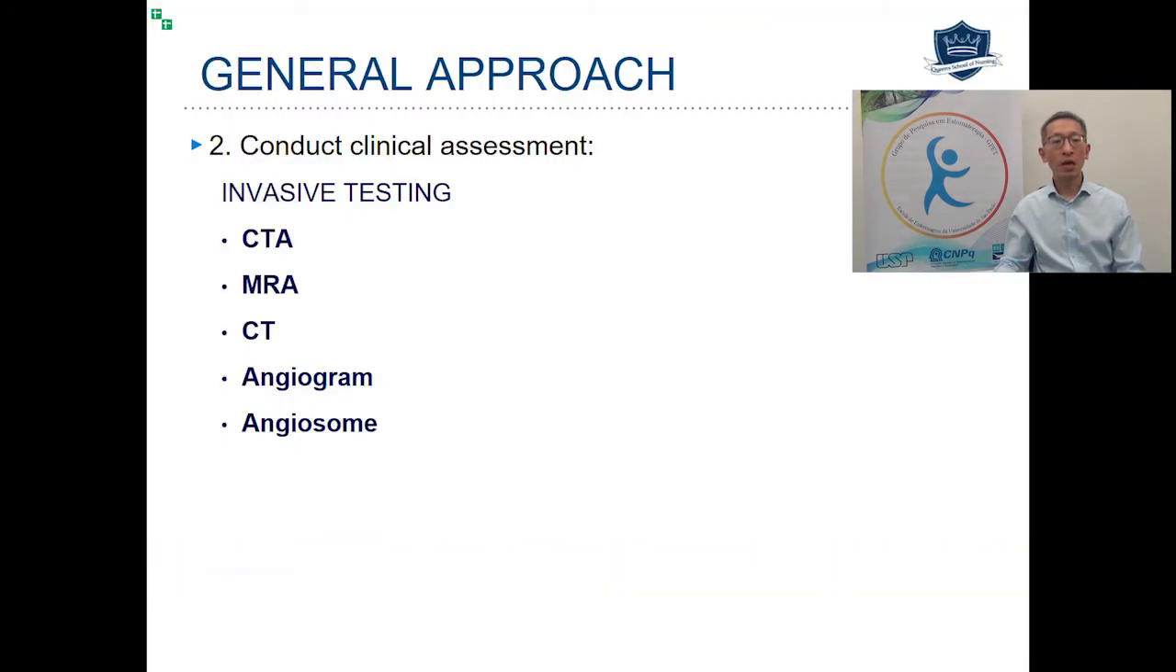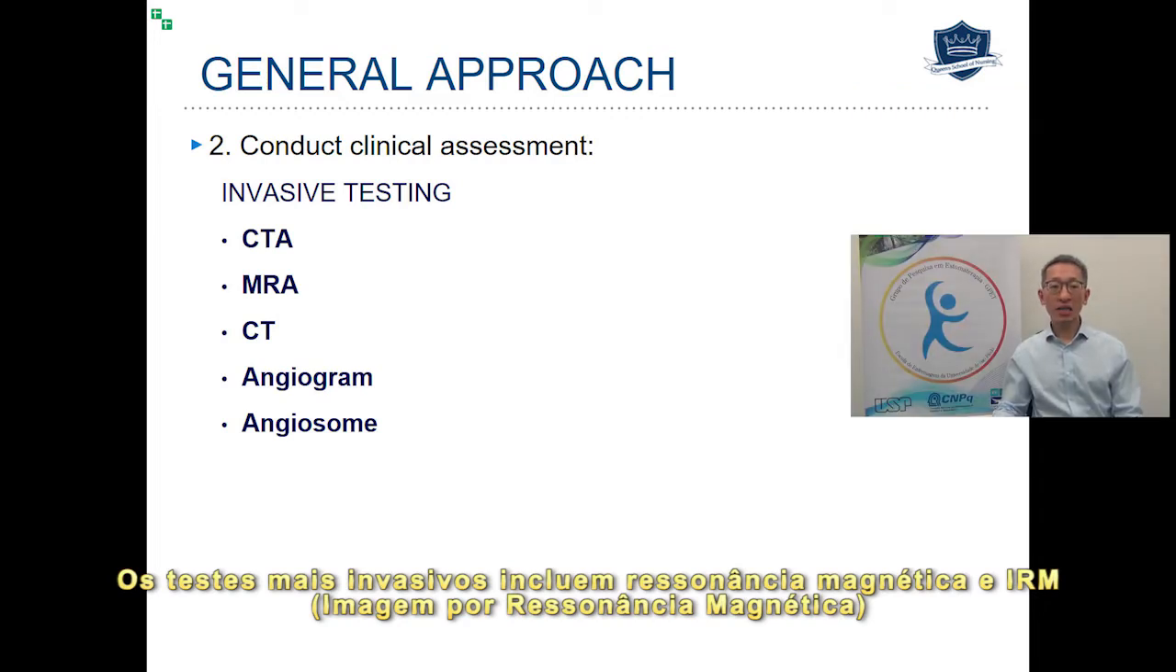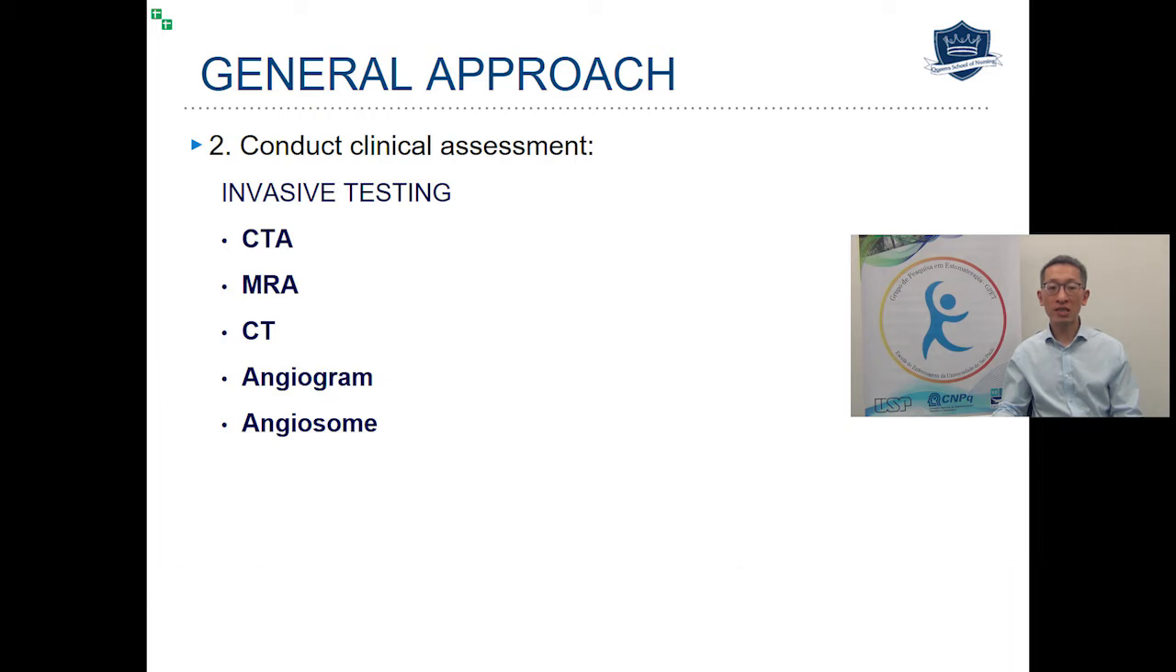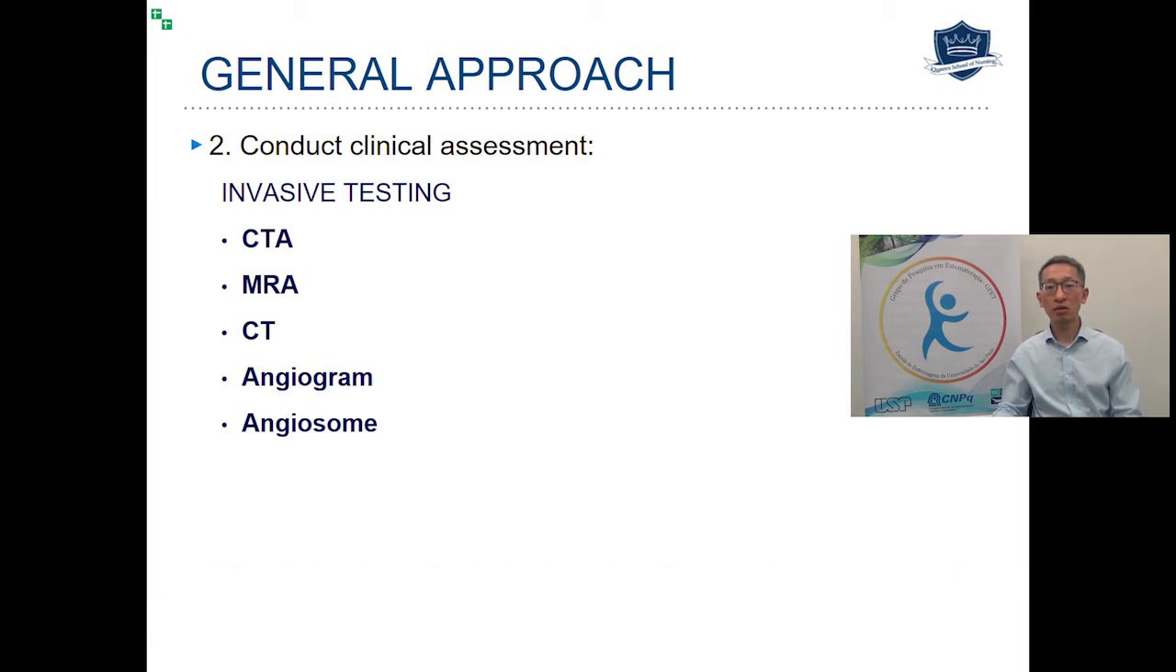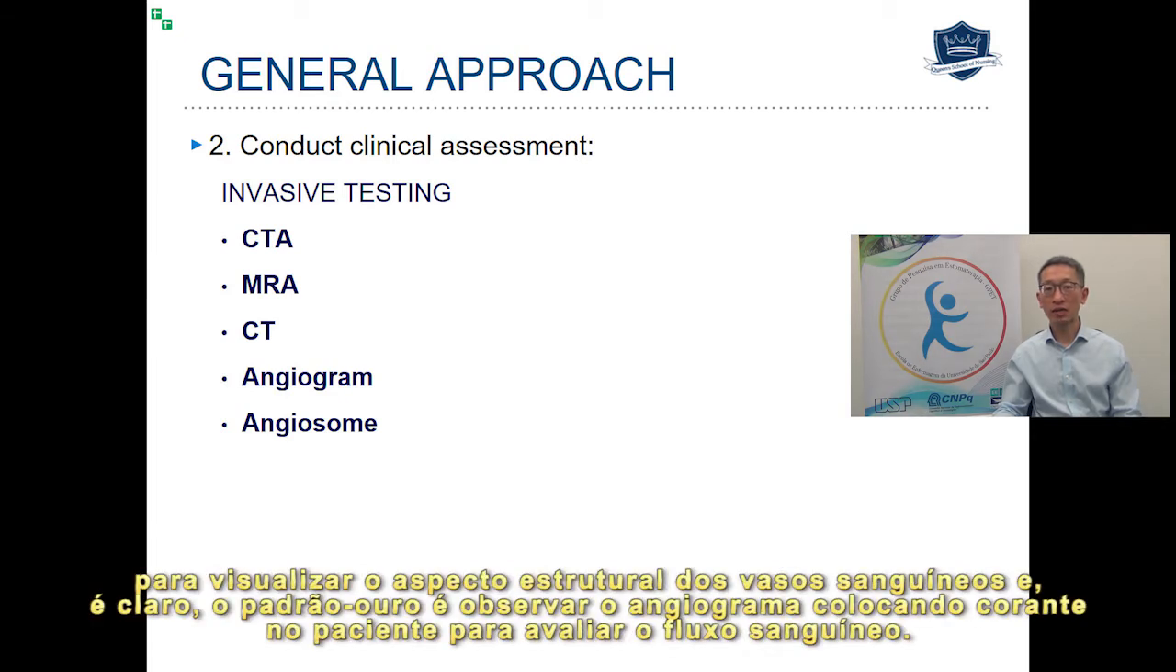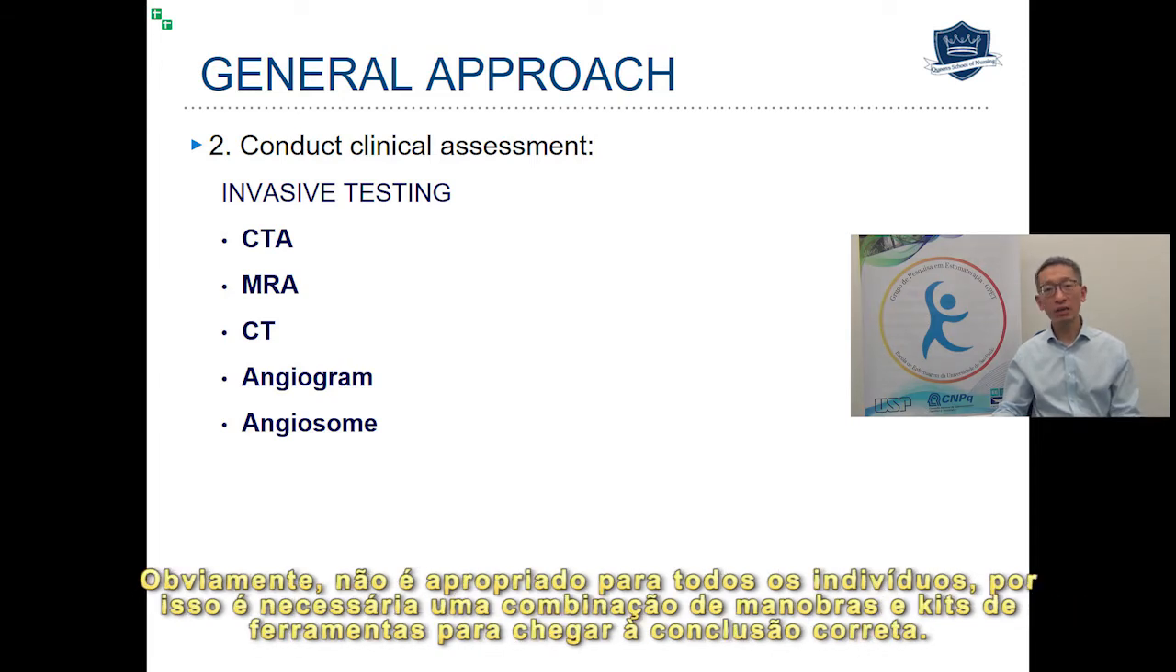Other more invasive testing may include magnetic resonance angiogram, the MRA, or CTA, using CT technology to visualize the structural aspect of the blood vessels. And of course, the gold standard is the angiogram, putting dye into the patient to evaluate the blood flow. Obviously, it's not appropriate for every individual. That's why it's a combination of maneuvers in a toolkit to arrive at the correct conclusion.